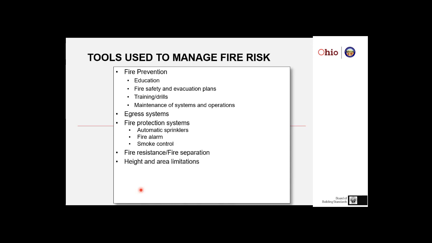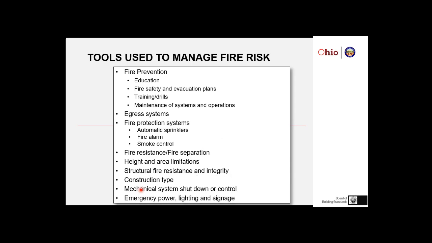Now, height and area limitations are also part of the equation, part of the tools to manage our fire risks. Structural fire resistance and integrity. Firewalls, for example, are required to withstand a fire on either side and maintain structural stability during a fire. We also have construction types where we limit the materials that are available in certain types of buildings. Mechanical systems are required to shut down or be controlled. In the case of a smoke control system, the mechanical system could be used along with other fans to control the movement of smoke. And then electrically, we have requirements for emergency standby power, emergency lighting, and exit signage. So these are some of the tools that we use in the building codes to manage fire risk.